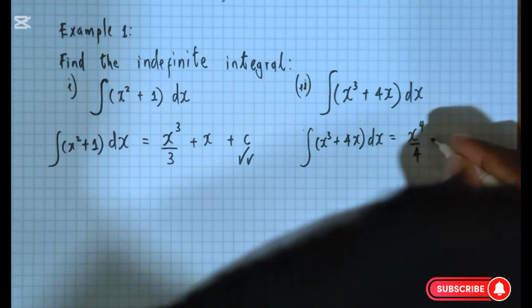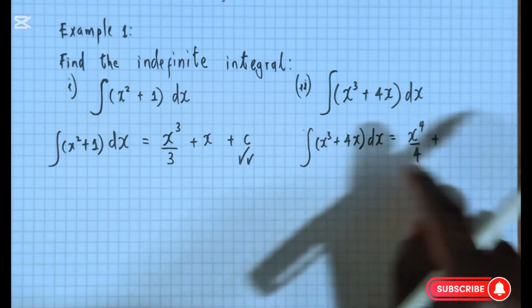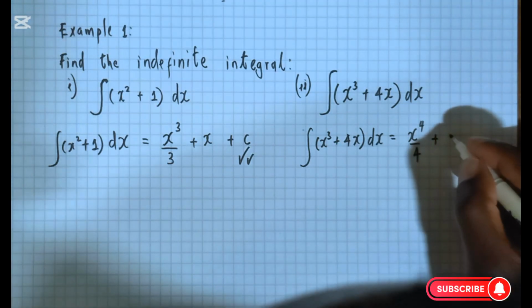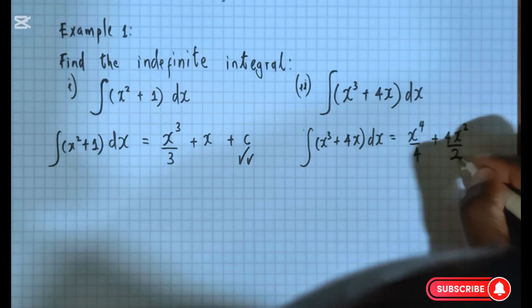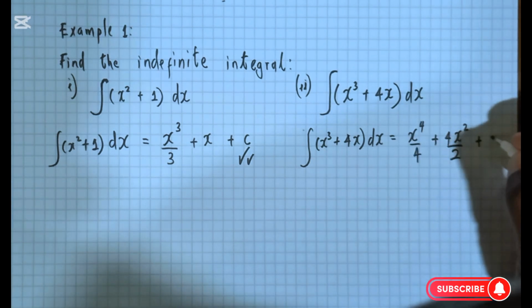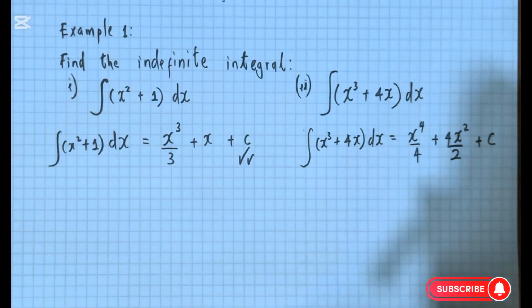All right, so plus, now of course we have the power of x here is 1, so that's basically going to give us 4x squared divided by 2 plus c. Since we don't have any constant, plus c. So that's going to be our constant.